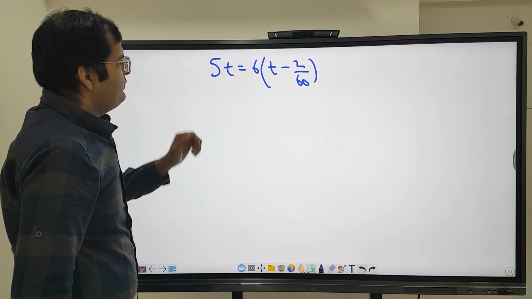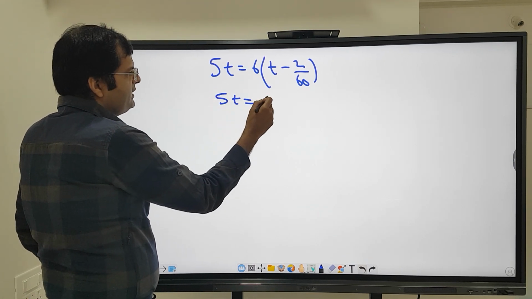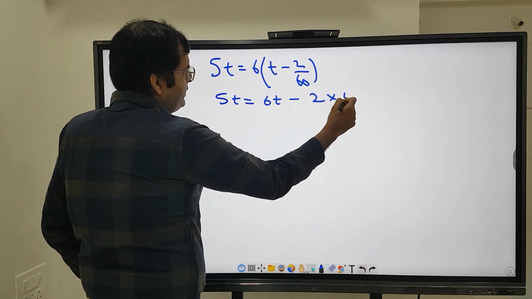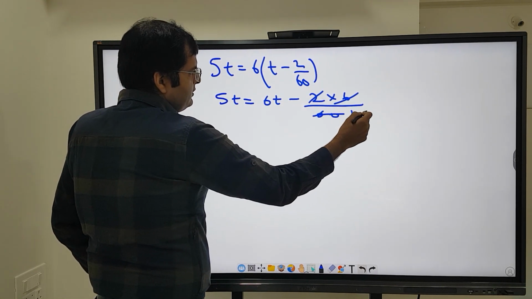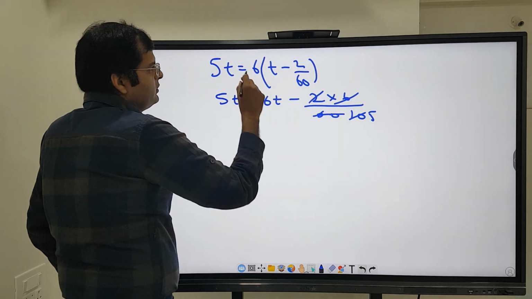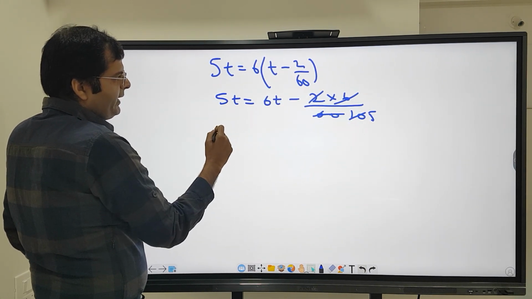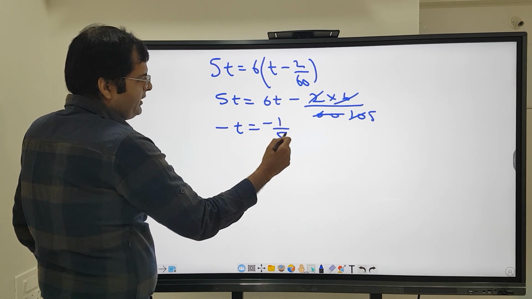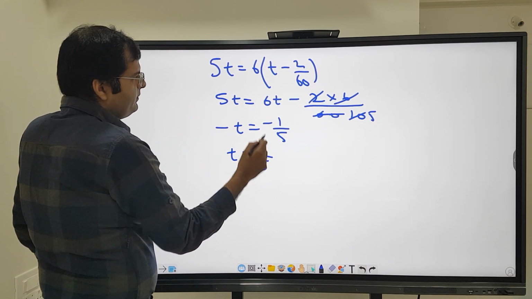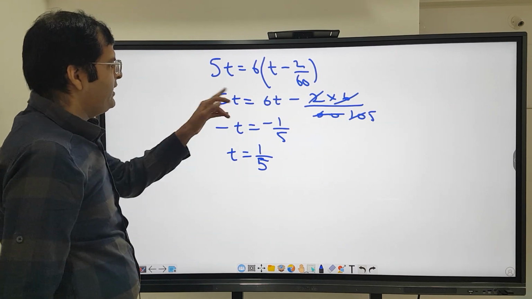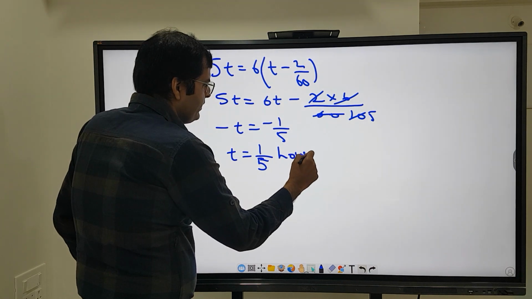So this is what we already have. 5t is equal to (6t minus 2) by 60. So we can solve this. 5t is equal to (6t minus 2 into 6) by 60. This goes, this is 10, this goes, and this is 5. So it would be 12 by 60, which is 1 by 5. So minus t is equal to minus 1 by 5, or I can say t is equal to 1 by 5. This 60 comes over here and 5t minus 6t is minus t. So t is 1 by 5, 1 by 5 hour it is.